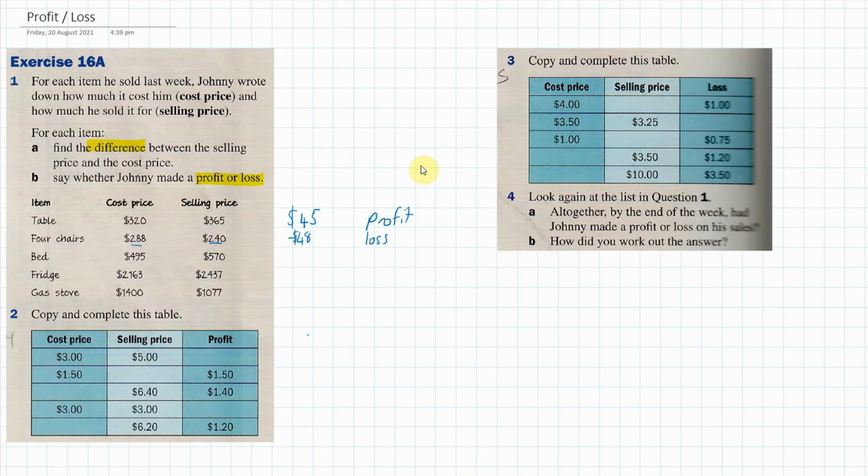And then the bed, he's made a profit here. He sold it for, looks to me to be $75 more. It's a profit.